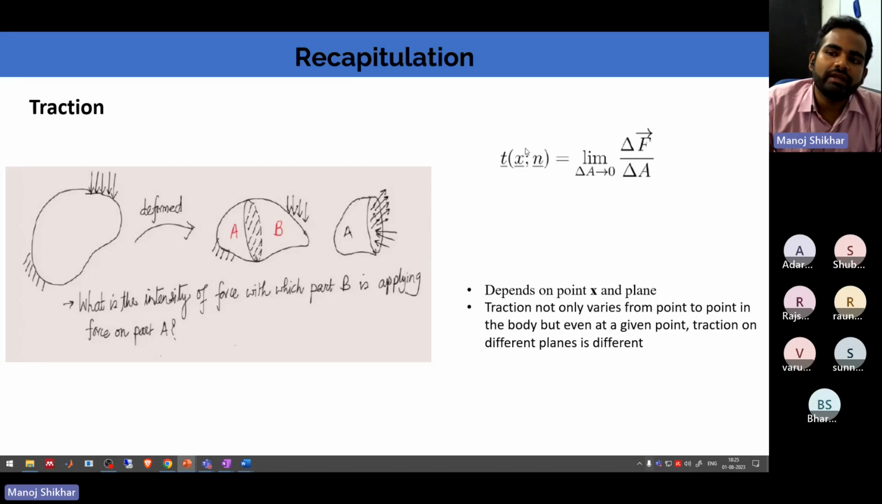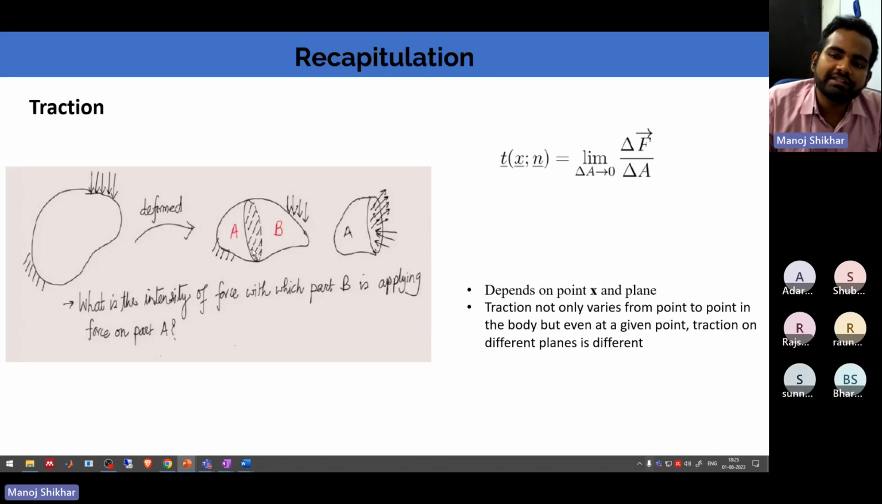Now traction will depend upon x and the plane you are taking. What is x? X is a point. Suppose I take a point here, or I can take a point here. Traction will depend upon that point, and from a point there can be an infinite number of planes which can pass. So n is the normal of those planes. One plane could pass like this, another plane could pass like this. So traction will also depend upon the normal of the plane which you are taking. This thing you should keep in mind.